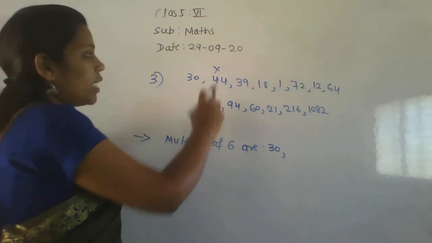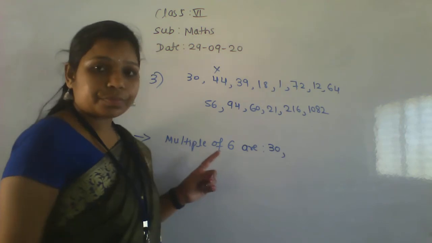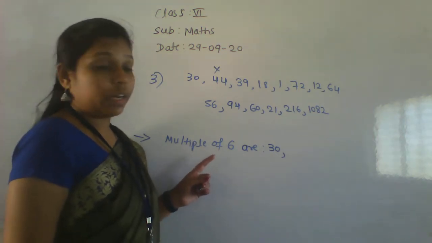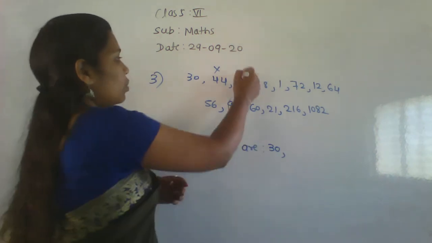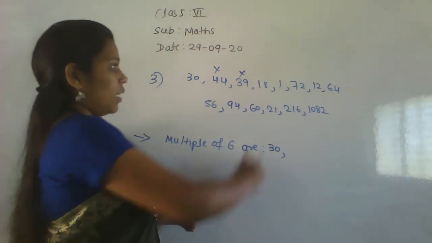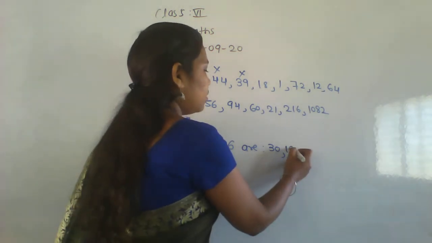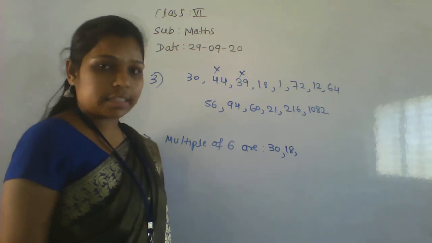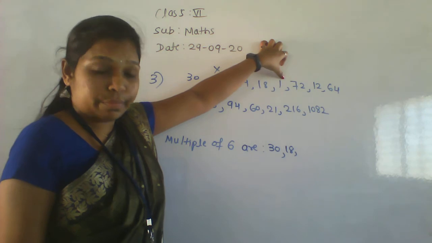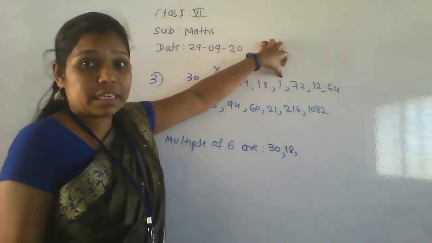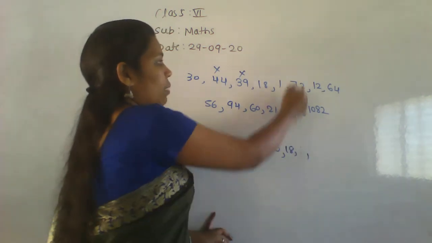Next 39. Whether 39 is a multiple of 6? No, sorry. 39, again we'll get a remainder of 3 here. So it is also not a multiple of 6. Next 18. Yes, 6 threes are 18. So this 18 is the multiple of 6. 1. Whether 1 is a multiple of 6? No, it is not a multiple of 6.